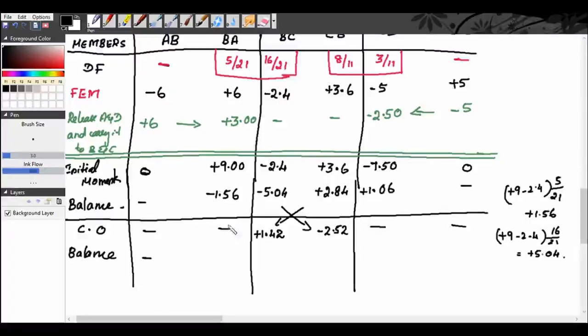So while balancing, as usual, it is plus 1.42. 0 plus 1.42 multiplied by 5 by 21. We get plus 0.34. So balancing, it is 0, sorry.